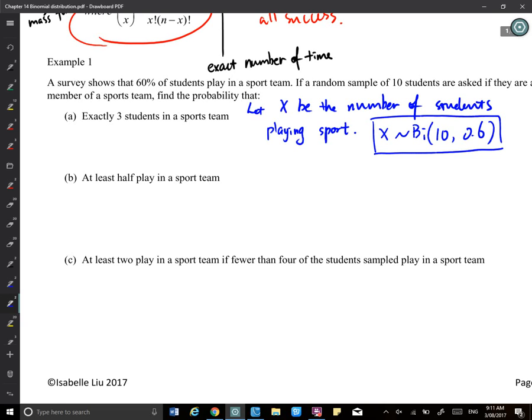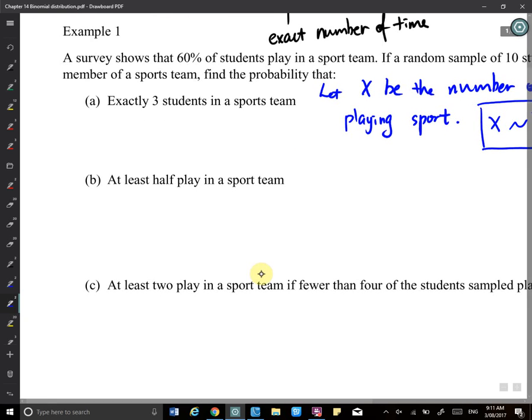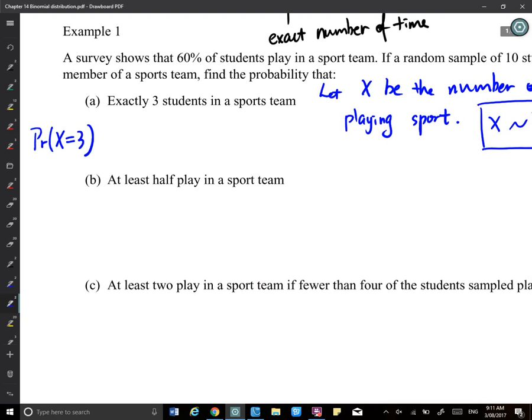Part A says exactly 3 students in a sport team. So I want X to be 3, that is 3 among those 10 students. So what I need to find is the probability X equals 3. That's what I'm trying to find because I want exactly 3 playing sport. So it's the 3 students among those 10 students playing sport.